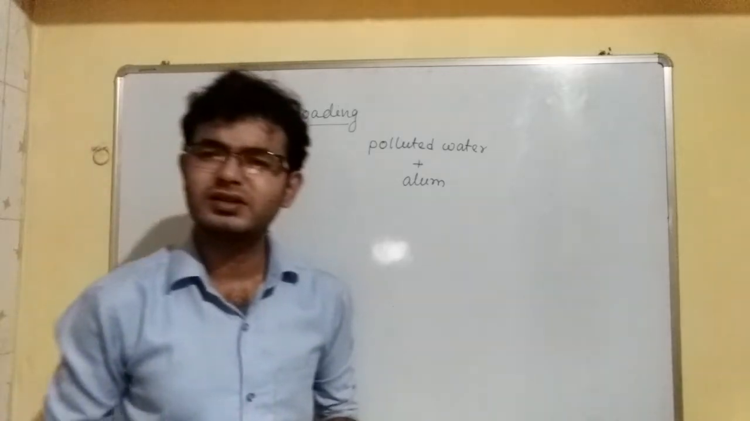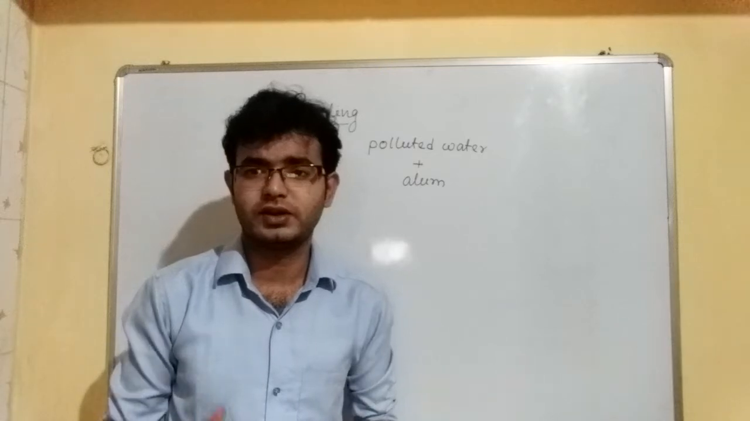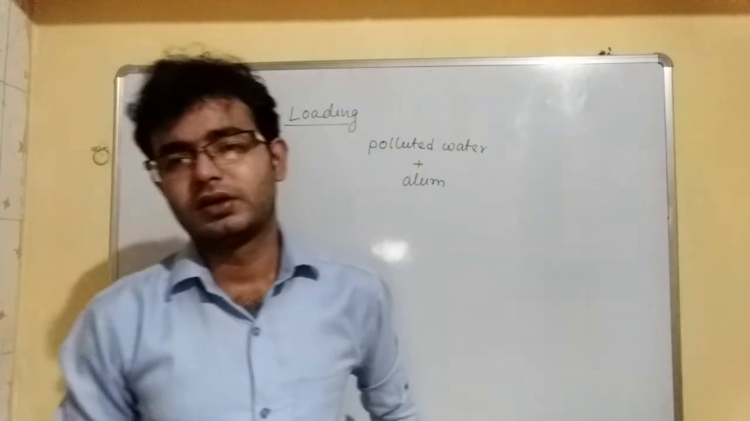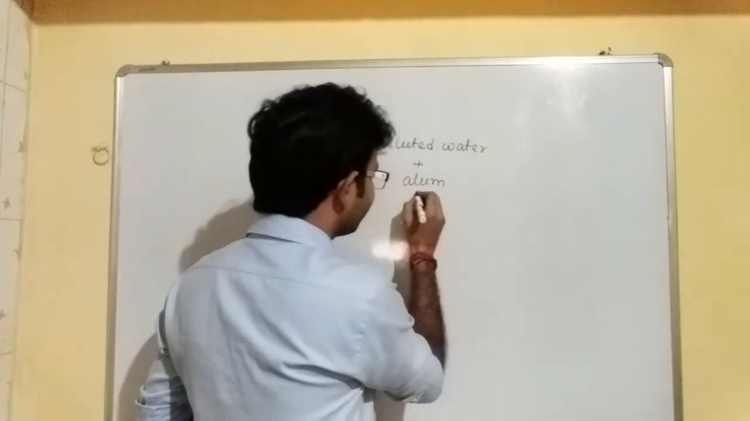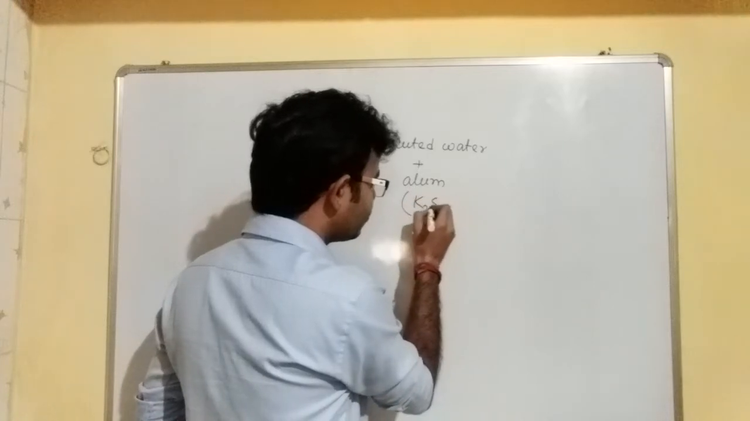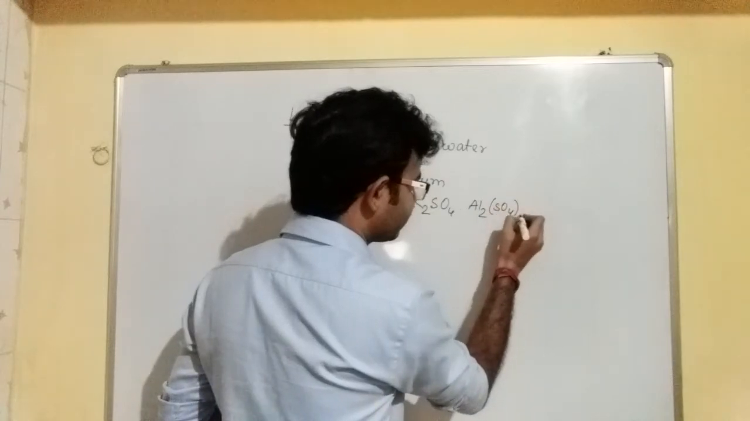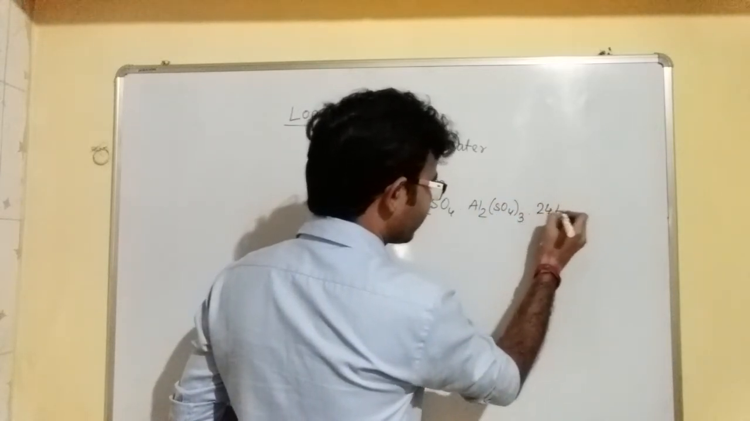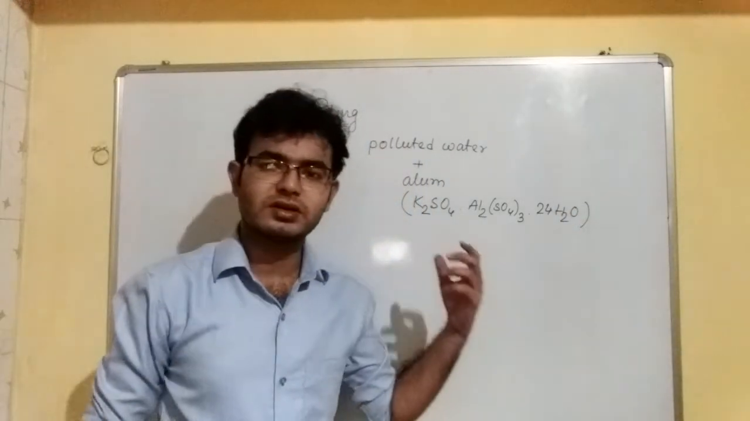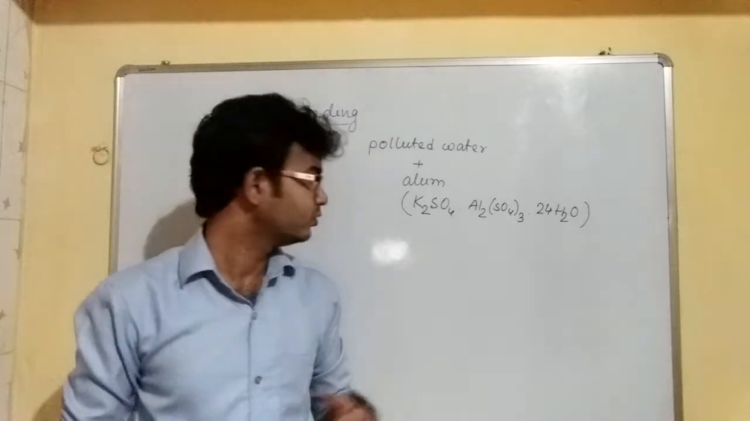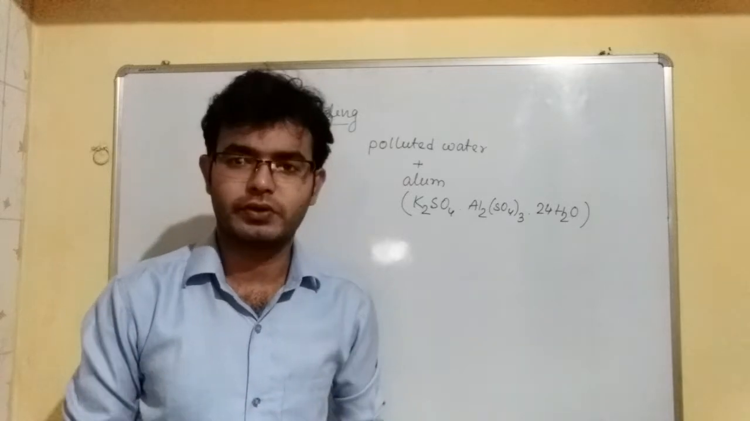What is alum? Generally it is known as फिटकरी. I think you know about it. Alum, its formula is K2SO4.Al2(SO4)3.24H2O. This one is the formula of alum. So this substance is added to polluted water to remove the suspended impurities.